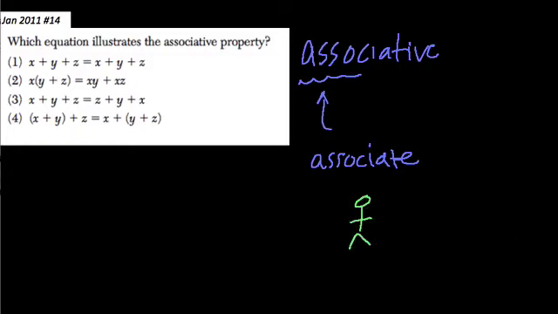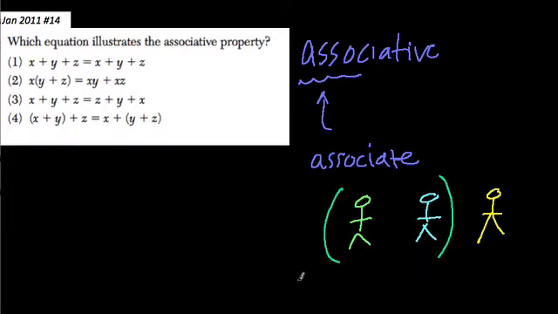Let's say you're over here, and we got this person over here, and then another person. Well, if you associate with somebody, you kind of hang out and talk to them, right? So maybe these two people are hanging out together, but this person's not associated with them yet because they're not yet in the parentheses. Let's say we're adding them up.